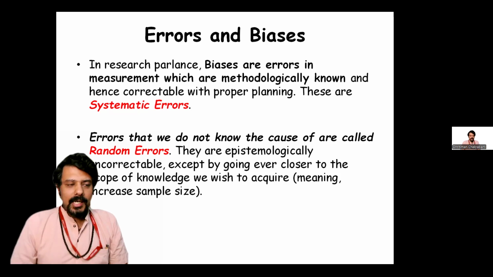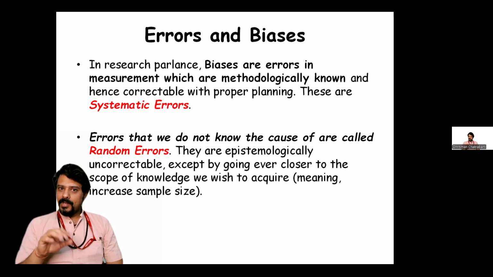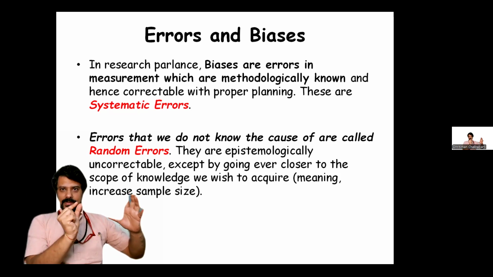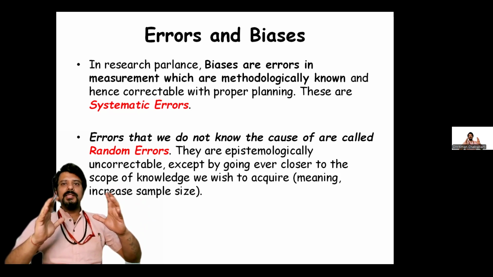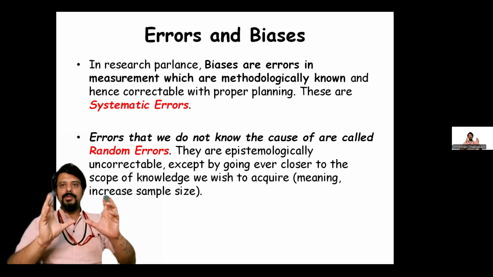Okay, now this random error is technically uncorrectable, meaning that since you do not know the cause, you cannot really remove this error. However, you can hope to lessen it, like reduce that error by going as close to the population as is feasible. Meaning that if you have this big of a population and you're taking this tiny of a sample, then obviously there is going to be error in measurement, right? And that is going to be the source of random error. But if you had this big population and you took this big sample size, then you are reducing that random error by a wide margin, because you are basically taking most of the population into your study.